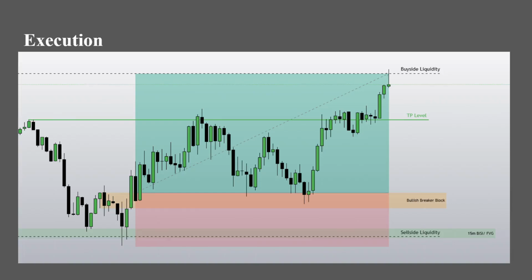And just like that, that is how you utilize the breaker block paired up with the AM reversal model and several other models.